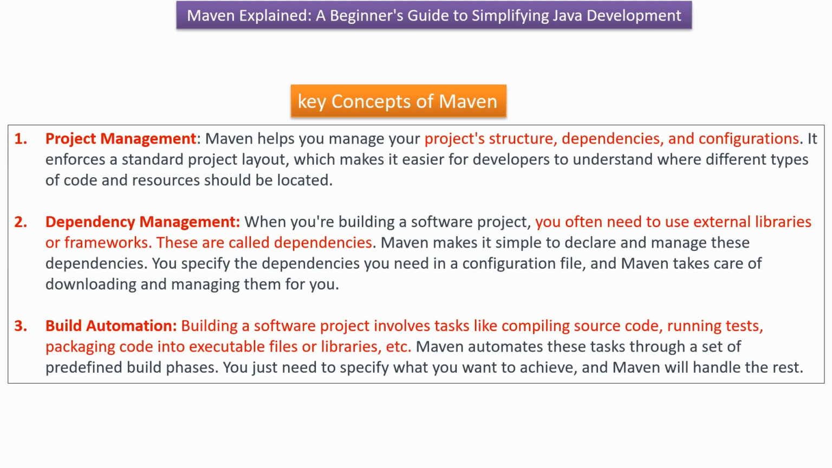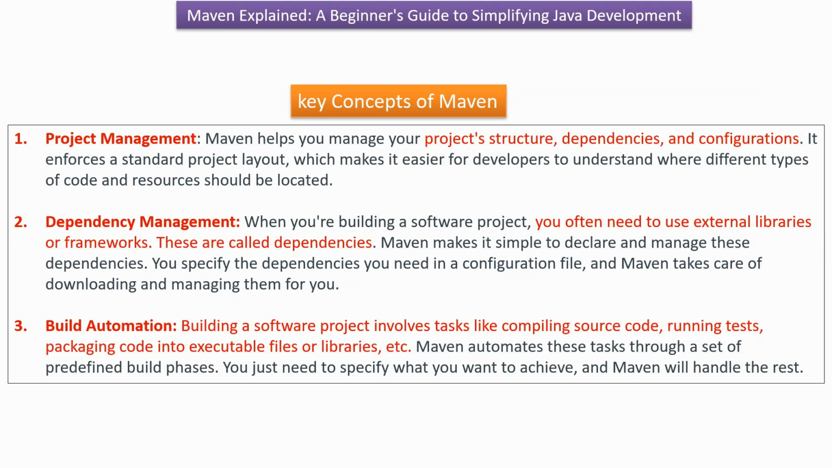The second one is dependency management. When you are building a software project, you often need to use external libraries or frameworks. These are called dependencies. Maven makes it simple to declare and manage these dependencies. You specify the dependencies you need in a configuration file, and Maven takes care of downloading and managing the dependencies for you.